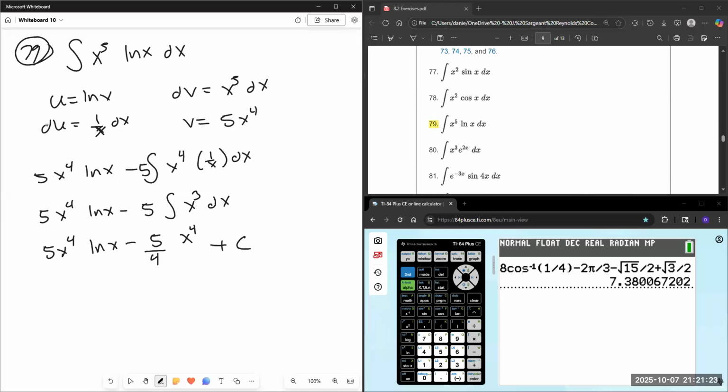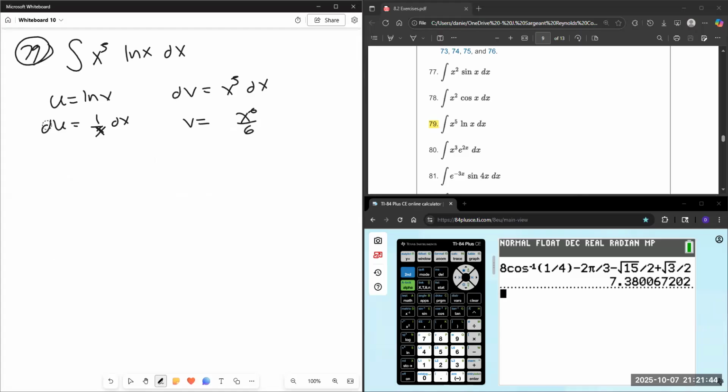Let's see, u v minus the integral. Why did I differentiate there? x to the 6 over 6. Getting tired, sorry. uv minus the integral of v du. That's better.